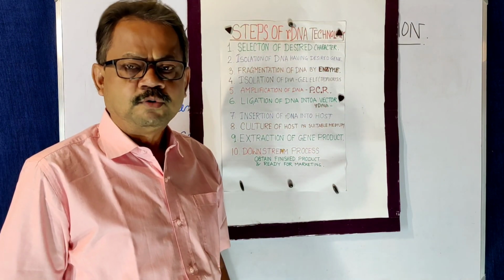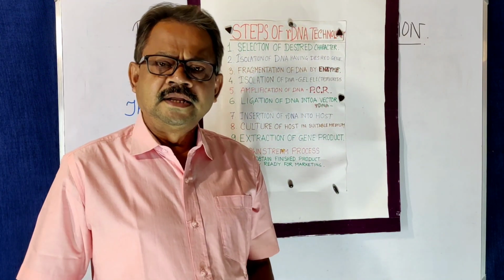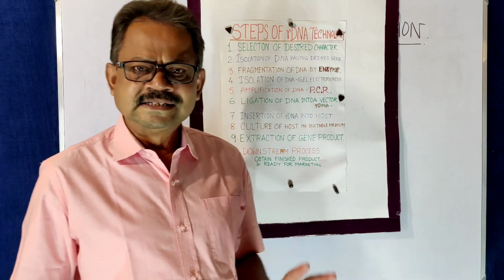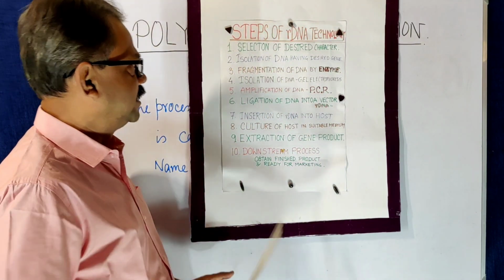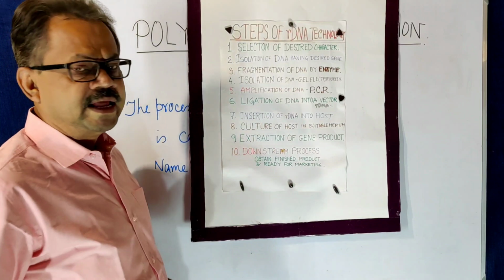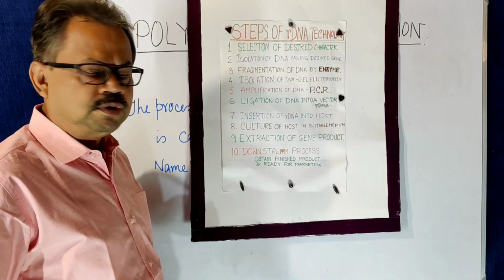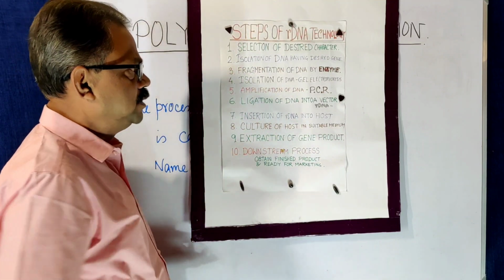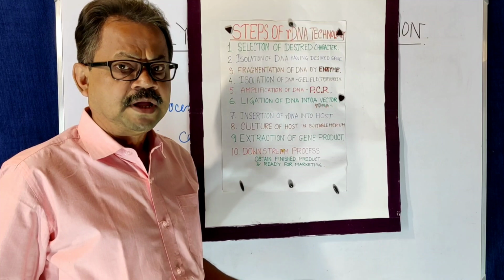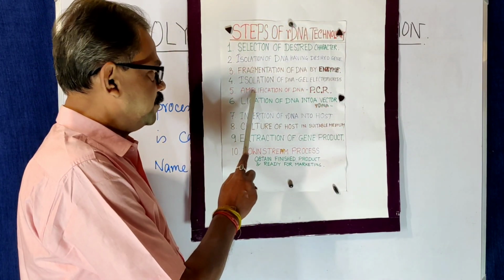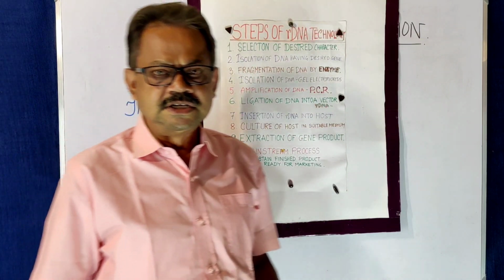In this video I am going to describe the fifth step of recombinant DNA technology. In recombinant DNA technology there are 10 steps. I described number 1, selection of the desired character; number 2, isolation of the DNA having the desired gene; fragmentation of DNA by restriction endonuclease; and isolation of DNA by the process of gel electrophoresis. This part is described. After that, the fifth step: amplification of DNA by PCR, polymerase chain reaction.